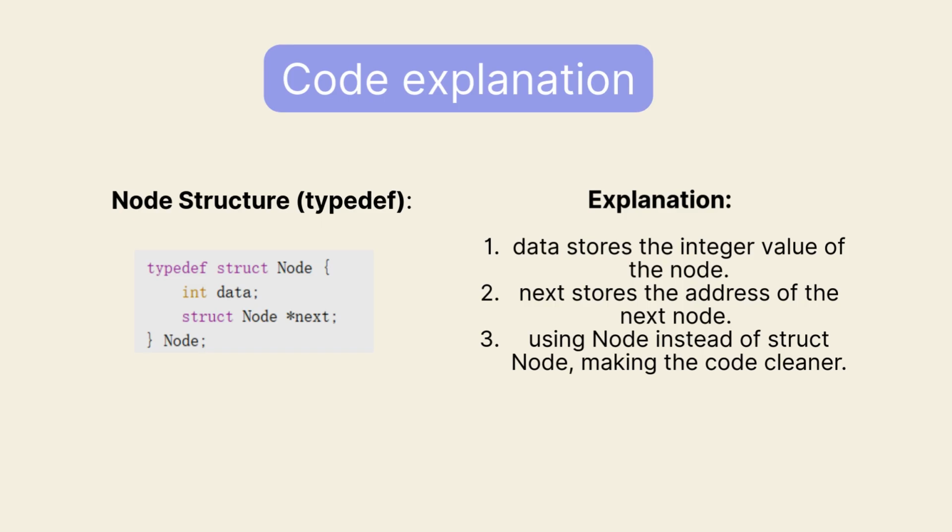This is the node structure. The data stores the integer value of the node, while the next stores the address of the next node. Using Node instead of struct Node makes the code cleaner.